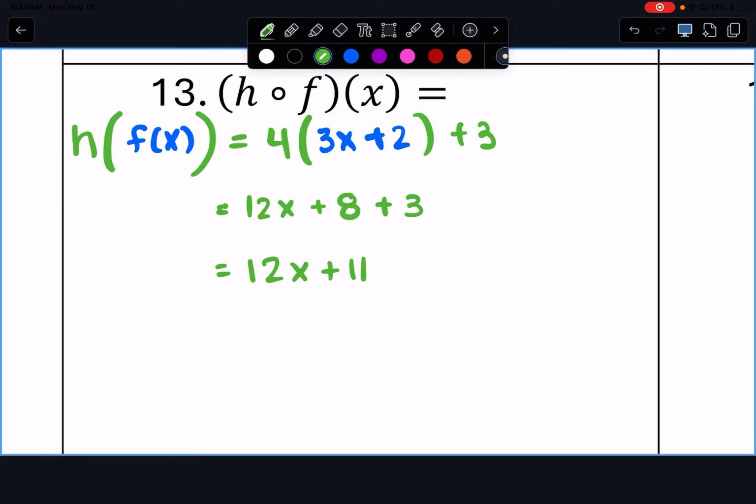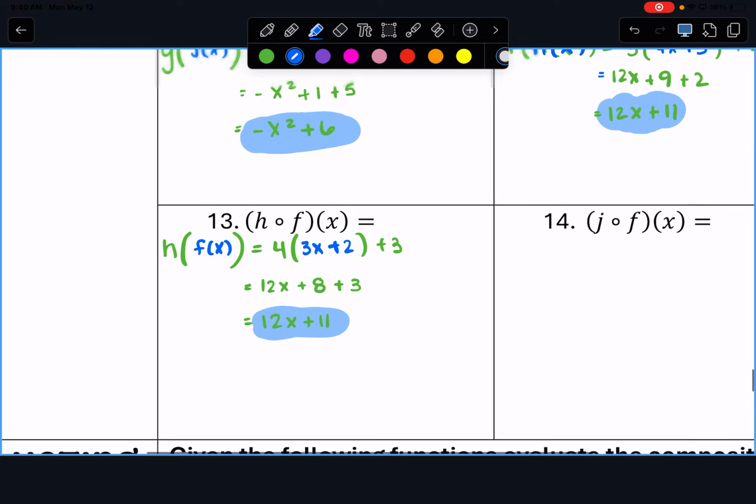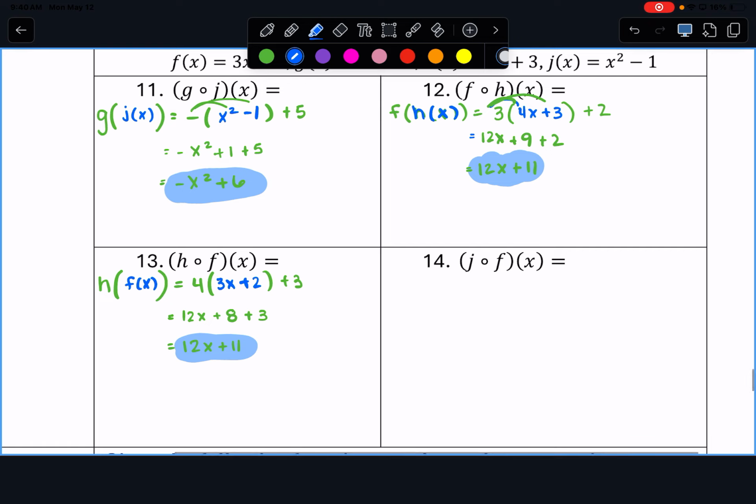Would 4x squared be like 16x squared? We're going to do that one together. All right. So you should get the same answer you got for number 12, 12x plus 11. Those two problems are a very special case where h of f and f of h equal the same thing. That does not always happen when you flip the two. Most of the time it does not happen. That's just a special case where it does.